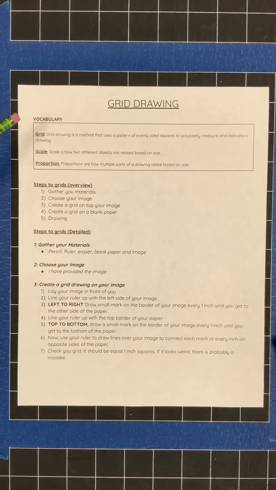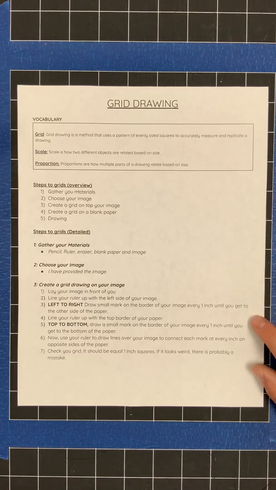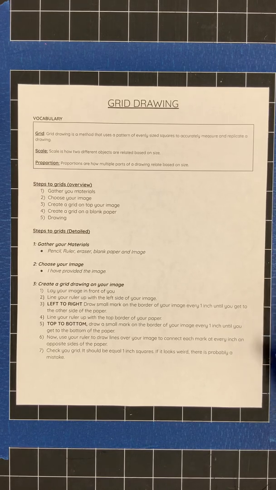Some of the vocabulary we're going to talk about today is the word grid, scale, and proportion. A grid is basically when we have a series of lines that make squares of even size. When we talk about scale, it's how two different objects are related based on size, and proportion is that principle of design that we've talked about, and it helps us compare two parts of one large piece.